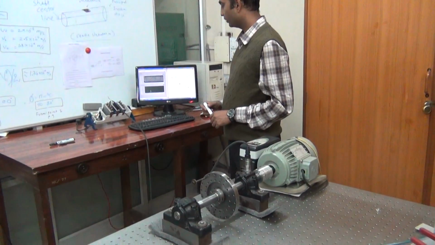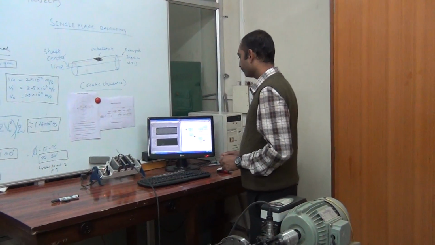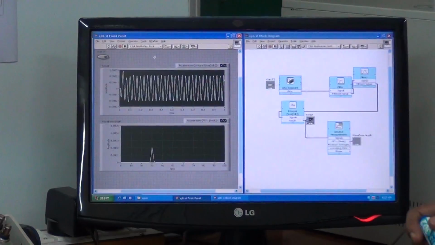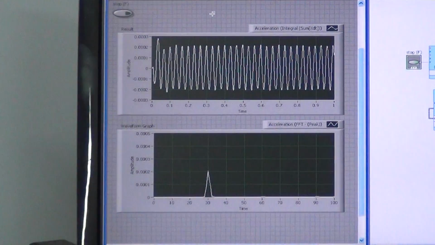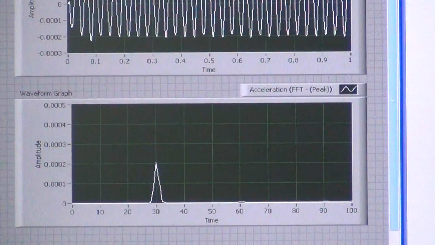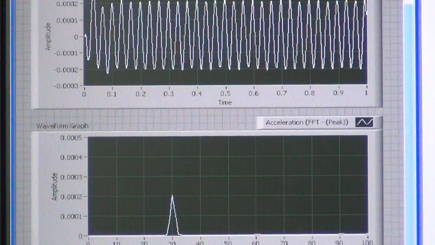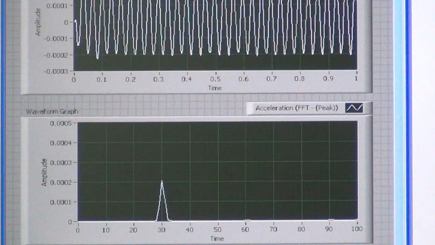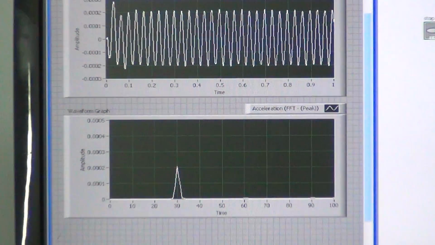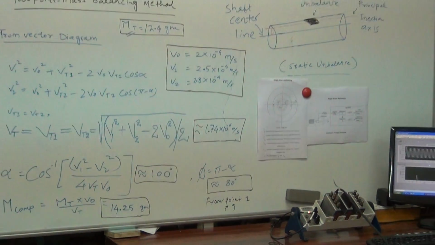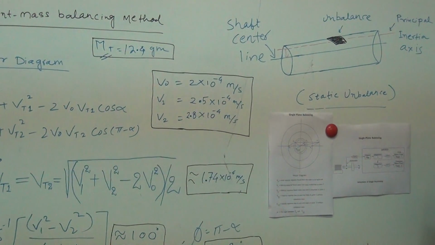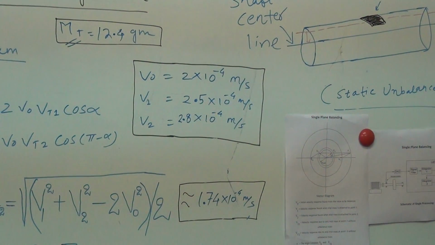Okay, now you can see from the screen that we have got the initial response as 2 × 10^-4 meter per second. We have already calculated or measured these responses previously, and we have written them down on the board. So we have all the readings already here, you can see. We will take the next responses accordingly.